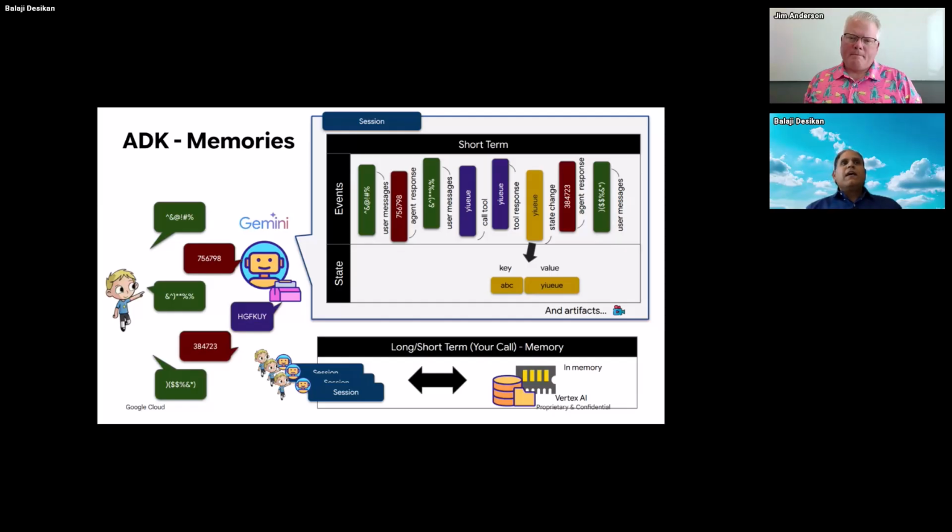Okay. Now on the bottom is your long-term, short-term, your call. Basically, it says you can do whatever you want here in terms of storing this memory. Now you take all these sessions and you can store them in memory, and you can store them in a Vertex AI service like Vertex AI, or you can have your own database, a persistent database that you could store them in, right?